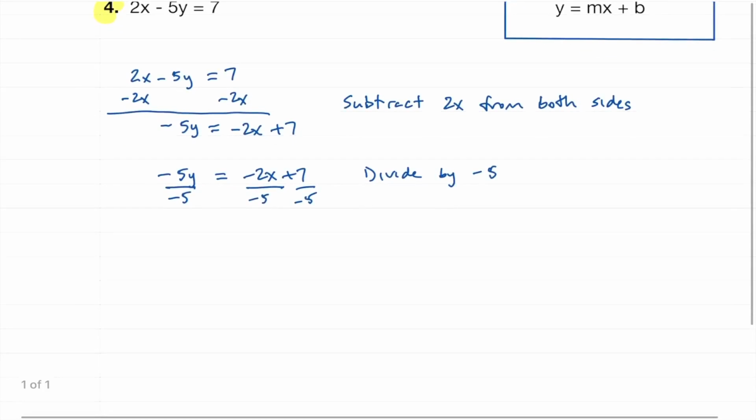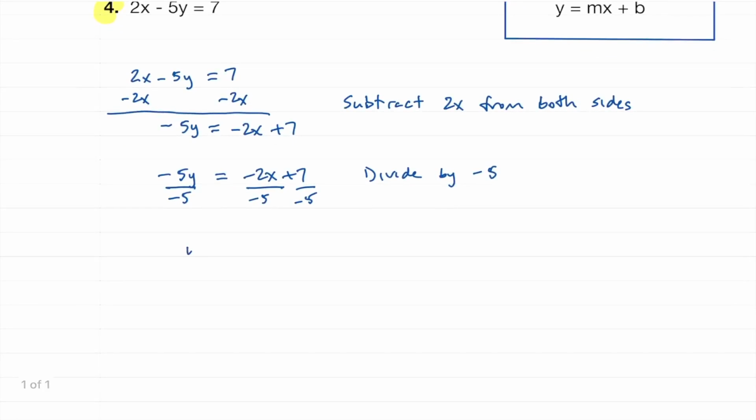Okay, now we can simplify. So we have y is minus 2 over minus 5. So that's going to make a plus 2 over 5x. And then we've got minus 7 over 5. And that is our equation in slope-intercept form.